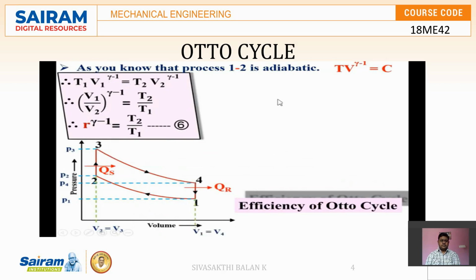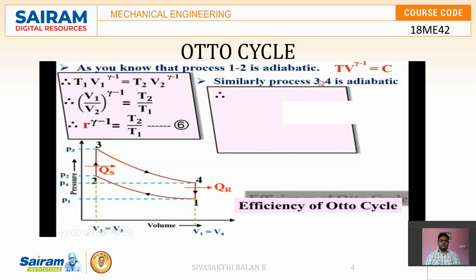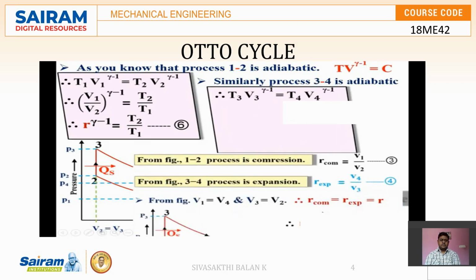Similarly, 3, 4 is also an adiabatic process. So once again I can use the same relation TV raised to gamma minus 1 is equal to constant for process 3, 4. So I can say T3 V3 raised to gamma minus 1 is equal to T4 V4 raised to gamma minus 1. And you know that over here V4 by V3 is the compression ratio R. So I can simplify over here: R raised to gamma minus 1 is equal to T3 by T4. And let's say it is equation number 7.